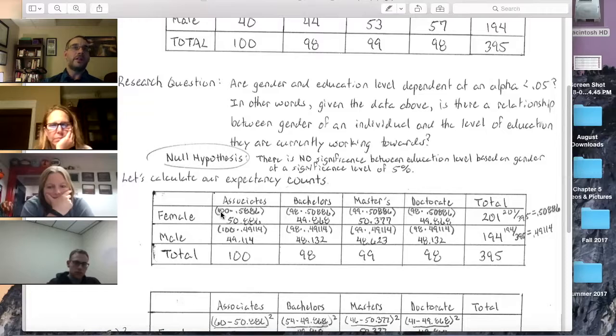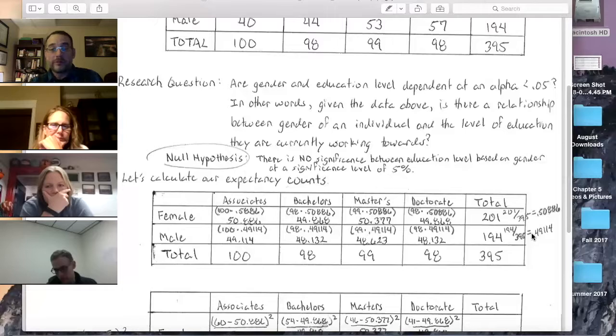In this case, we can't just say intuitively that the probability of a female working towards an associate's is 0.5 because you're either male or female. No, that's not our probability level. We know that even in the population of the world, the split between males and females is not exactly 50-50. It might be 0.508 males, 0.491 for females. It's based on the data that we collect.